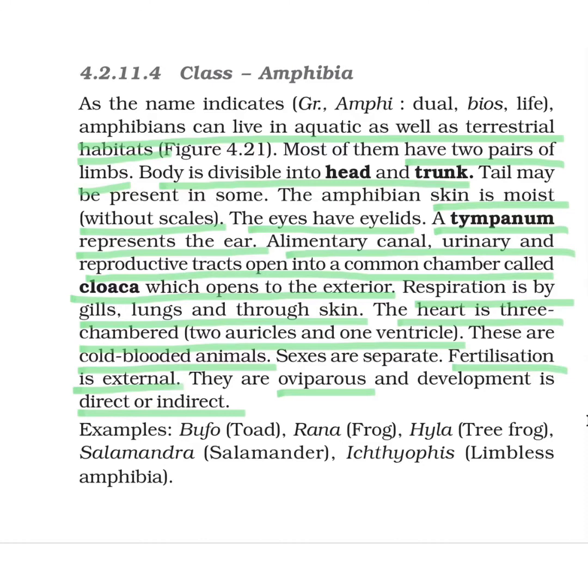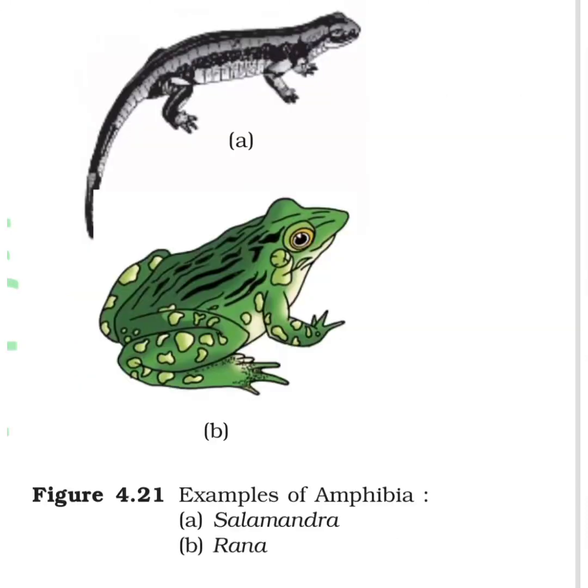Mostly in frog we can see the larval stages. We all know about tadpoles. The tadpole is one form of larval stage. Let us discuss some examples. Firstly, I will tell you the common names and then the scientific names. Both are important to remember.